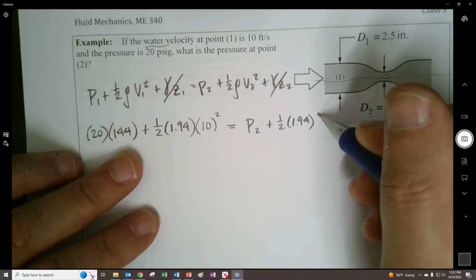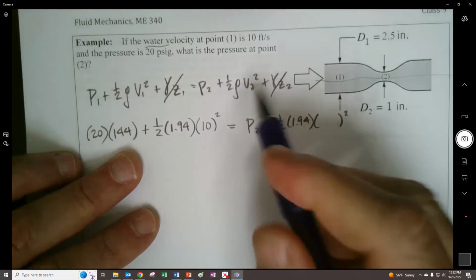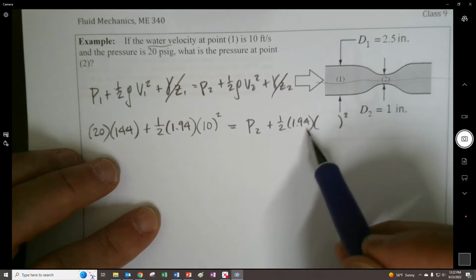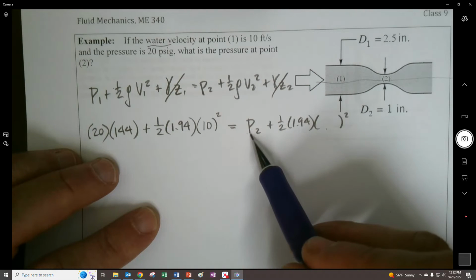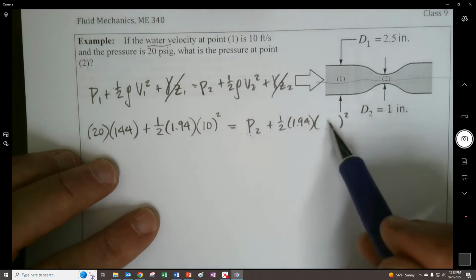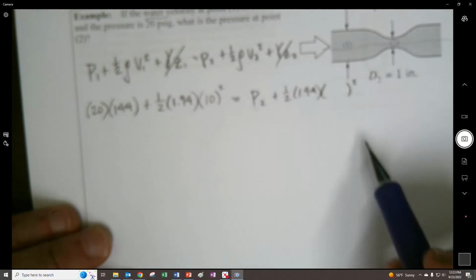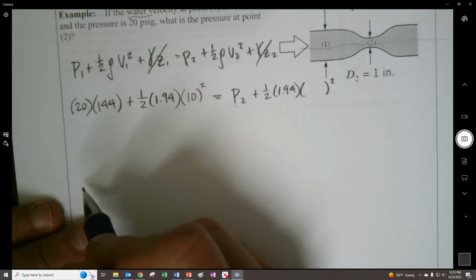1.94. Oop, we're stuck. We don't know what V2 is going to be. So we have two unknowns. We have the velocity and we have the unknown pressure. So we need something else before we continue. So we'll leave a little blank spot so we can finish up our work here and come down here.